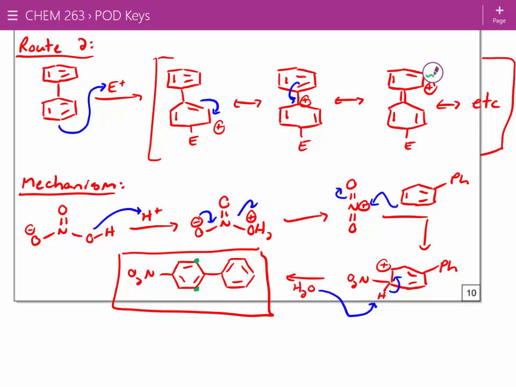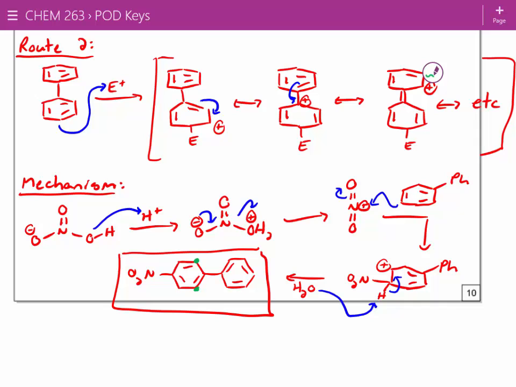Yeah, block it, right? So if we didn't want to get the nitro group onto that para position, but rather onto the ortho position, we could do reversible sulfonation. That would first install in the para position, block it, and then we can do the ortho attack by cranking up the heat, and then remove our sulfonate group using dilute sulfuric acid. So that's another trick we could use.